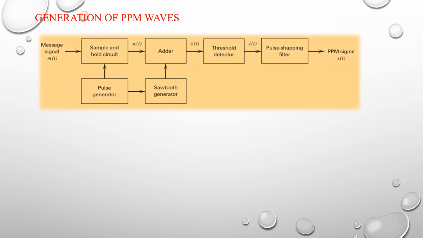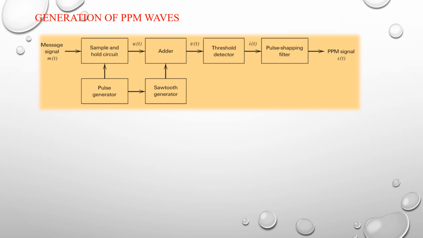The PPM generator consists of a sample and hold circuit, pulse generator, sawtooth generator, adder, threshold detector, and pulse shaping filter. Here m of t, the message signal, is the input to the sample and hold circuit. The sample and hold circuit inputs are the pulse generator and message signal. The output of the sample and hold circuit is u of t. So u of t is applied to the adder, and the adder inputs are u of t and the sawtooth signal. The output of the adder is v of t.